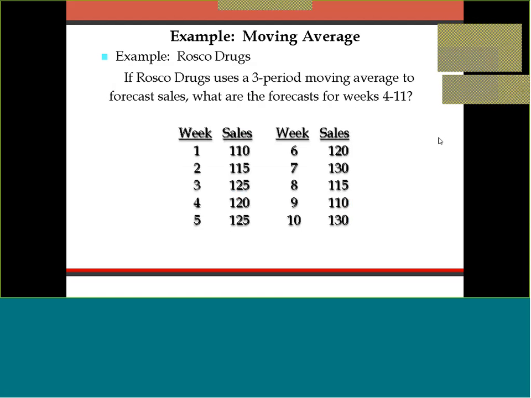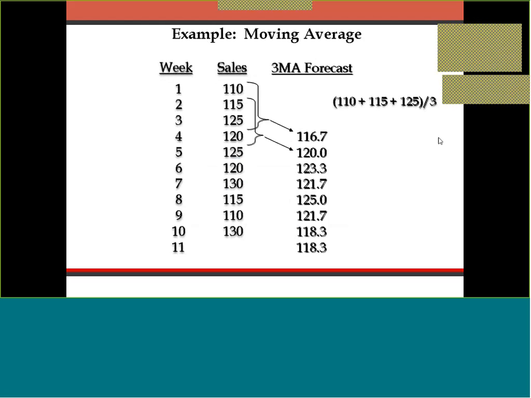So the same question we tried, Roscoe Drugs. If Roscoe Drugs uses a 3-period moving average to forecast sales, what are the forecasts for weeks 4 to 11? Previously, for the same problem, we used the naive forecasting method and discussed the accuracy. Now we use the moving average method with 3 periods. The first column is week. The second column is sales.